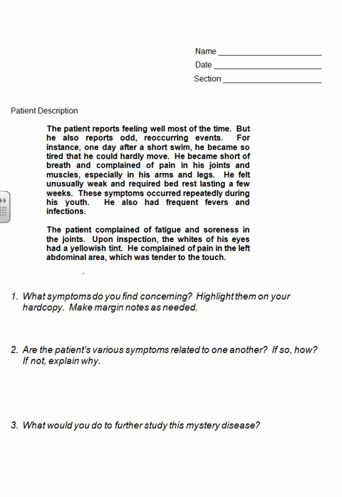Welcome to You Be the Doc, Activity 1. In this activity, you will gather information about your patient from the patient description. Then you will determine what's important, analyze the information to see if some of it is related, and finally decide what other steps need to be taken to determine what is the matter with your patient.